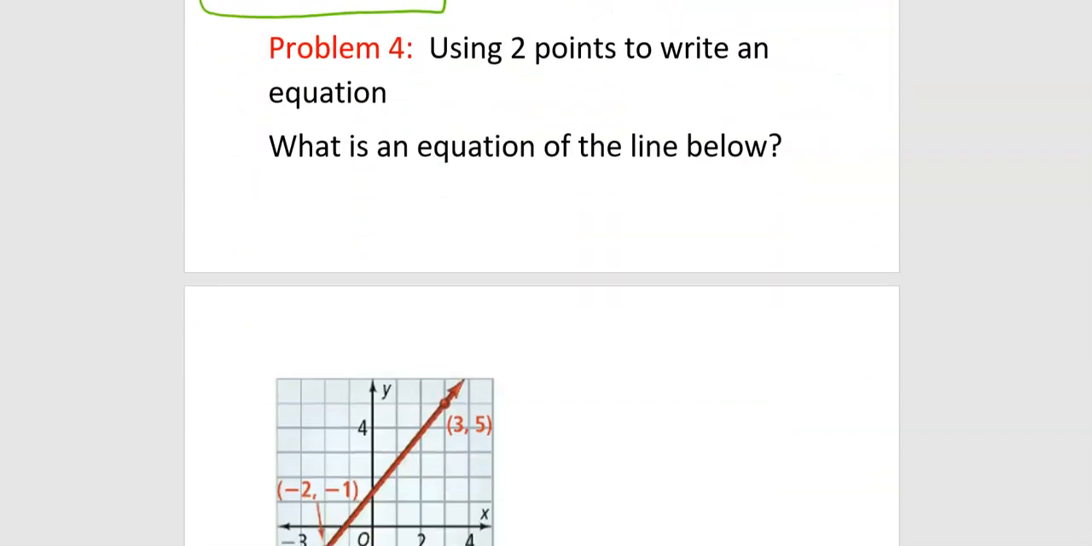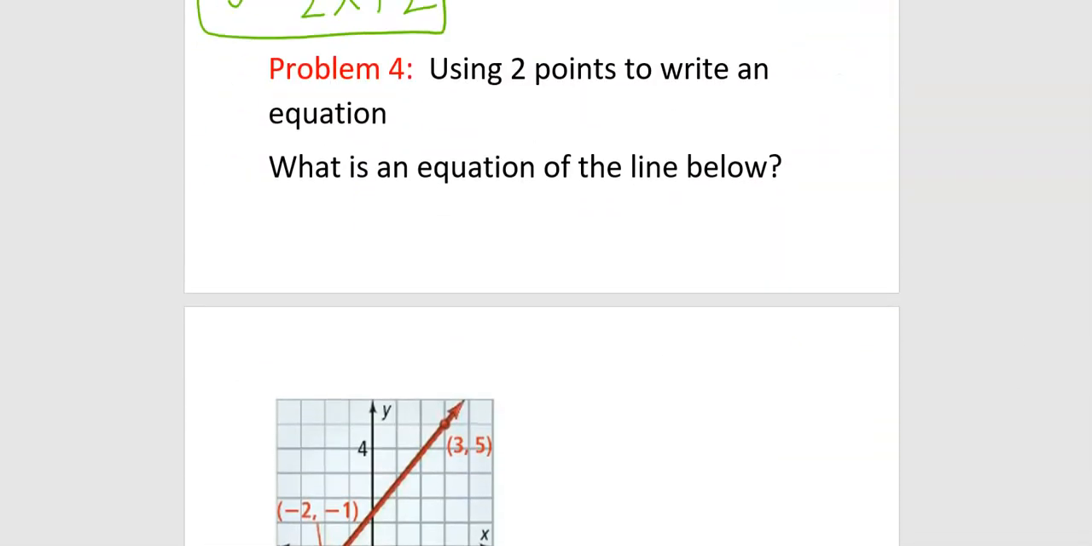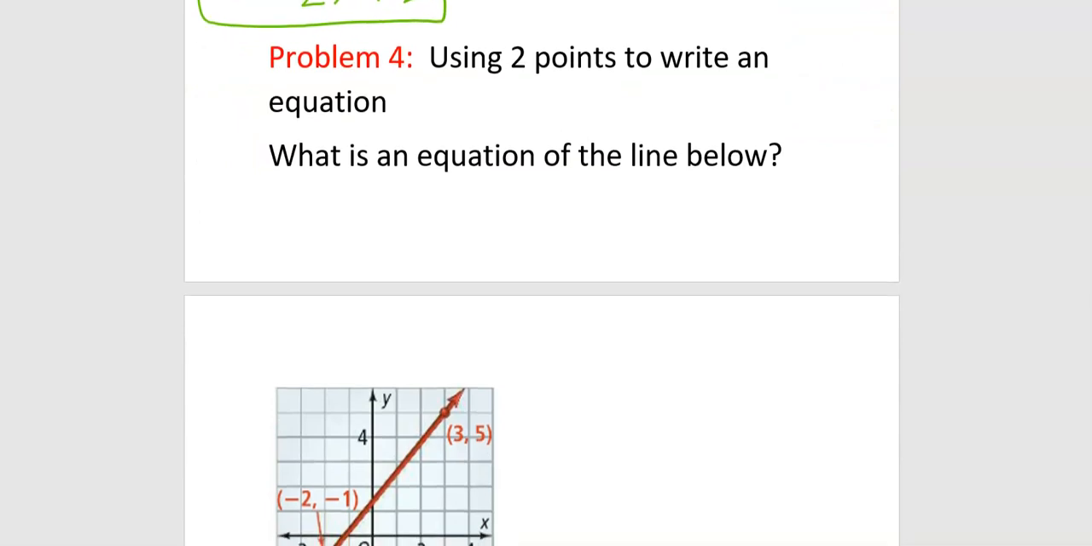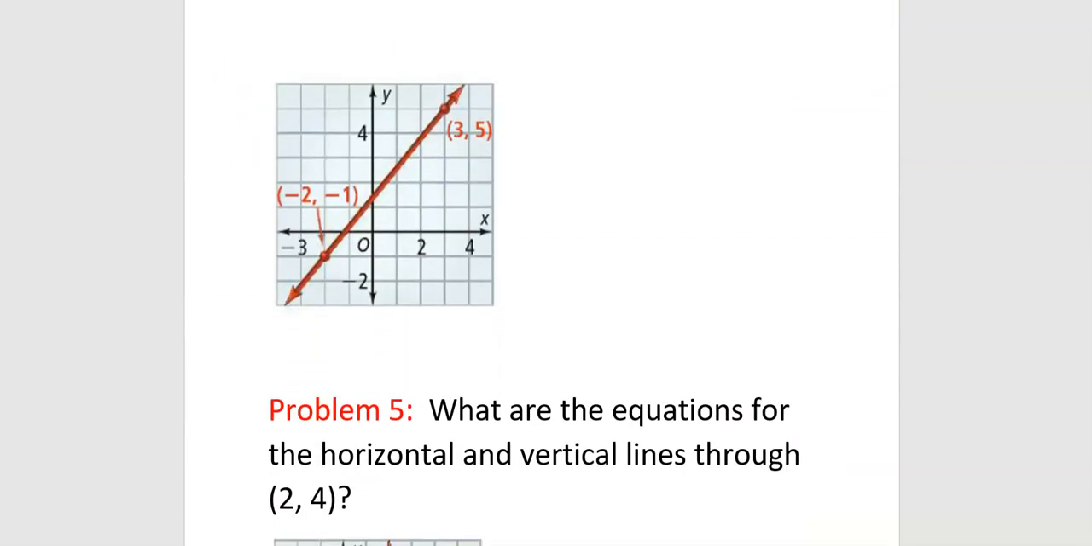I would recommend maybe writing this down using 2 points to write an equation. So this one is the graph, and we're actually going to use the graph to find the slope and everything. And then we'll write an equation from there. So I'll kind of show you a couple different ways to do this one. Okay, so my ordered pairs are 3, 5 and -2, -1. So the first thing I'm going to do is find out what the slope is, and since it's already graphed, I'm going to use that.